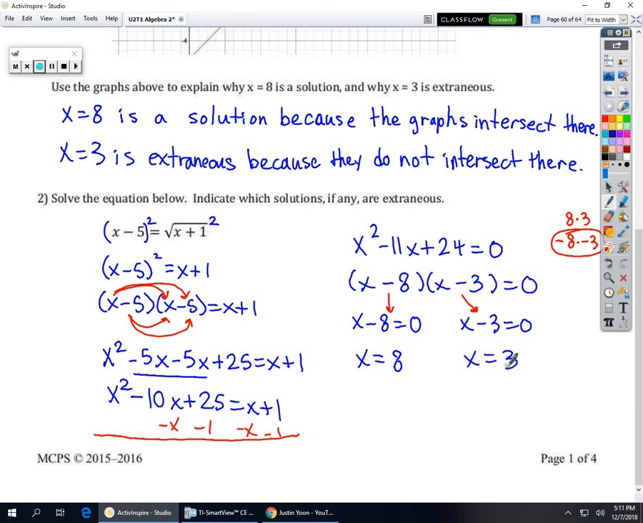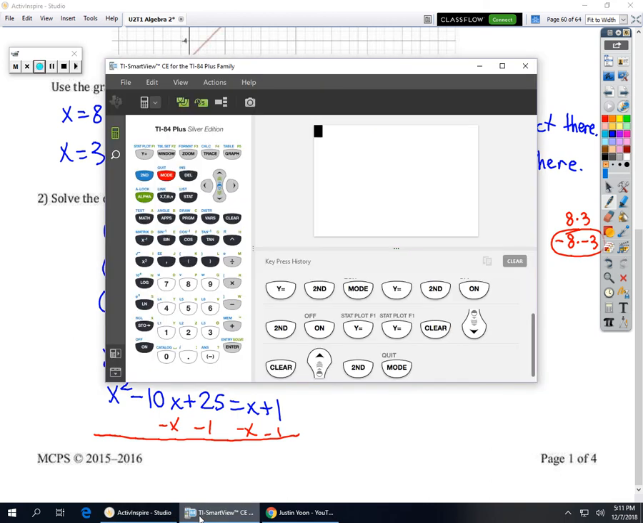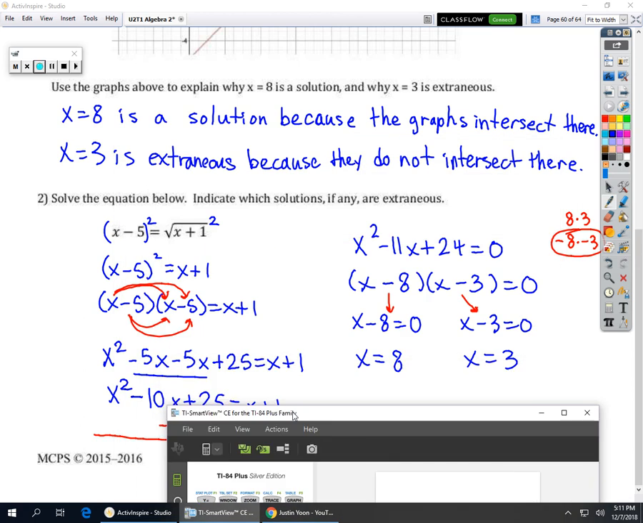Now, with this, there is actually an extraneous solution. There are two ways to check for extraneous solutions. The first way is to take these numbers, 8 and 3, plug them back into the original equation, and see if they work. So I had two solutions, 8 and 3.